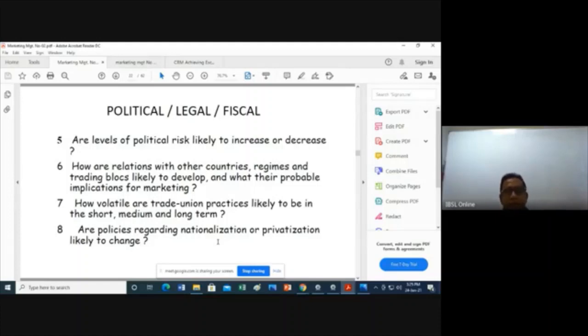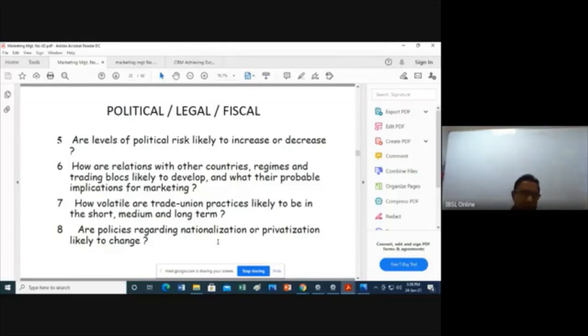How are relations with other countries, regimes and trading blocs likely to develop, and what are the probable implications for marketing? Right now there are issues with regard to our international relations with some EU countries, or rather the European Union, and the US, because our government is mostly doing business or has more trade links with China. There are other countries, especially the US and Europe, that have not been supporting us that much.